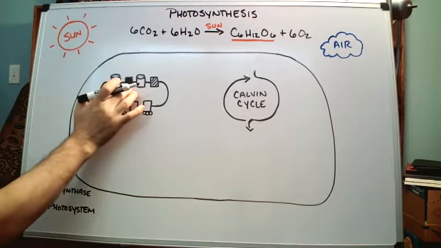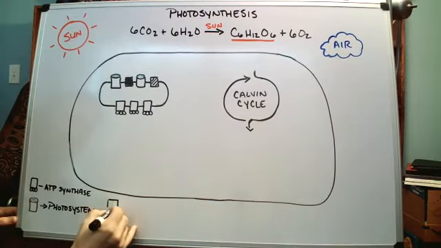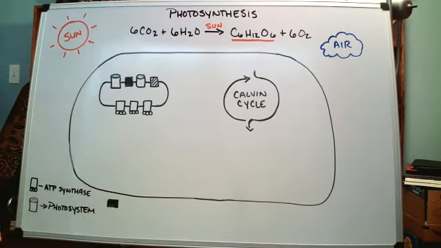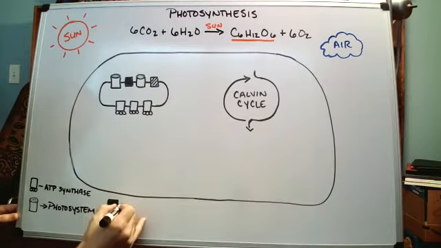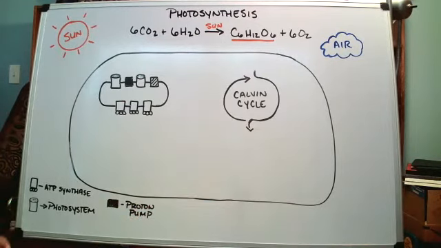Right next to or right in between our photosystems, we have something that looks like something we've seen before, and that's going to be our proton pump. If we're going to have ATP synthase, we're probably going to need a proton pump, if you recall from cellular respiration, to make sure that we have the right concentration of protons so that they can flow in the direction that's going to help ATP synthase do its job.